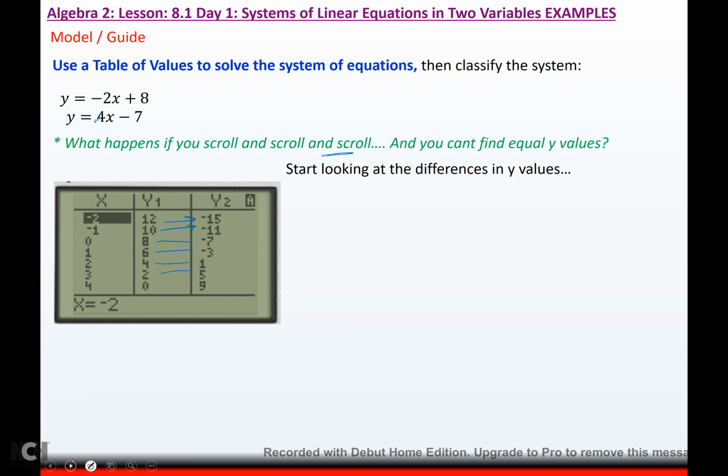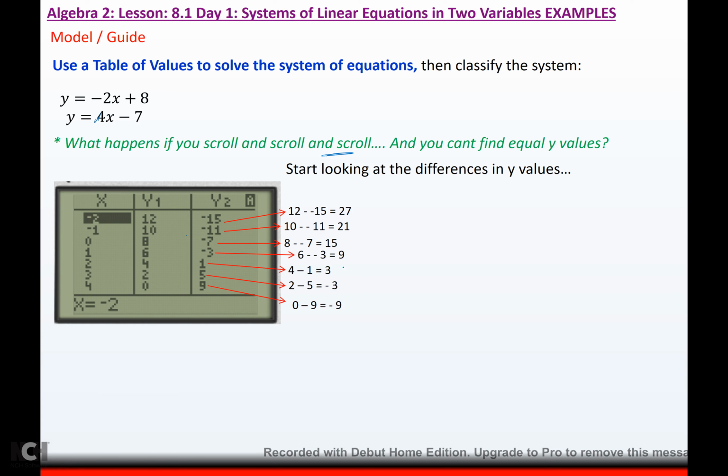So, if I do 12 minus a negative 15, I get 27. 10 minus a negative 11, I get 21. 8 minus a negative 7, I get 15. 6 minus a negative 3, I get 9. 4 minus 1 is 3. 2 minus 5 is negative 3. 0 minus 9 is negative 9.